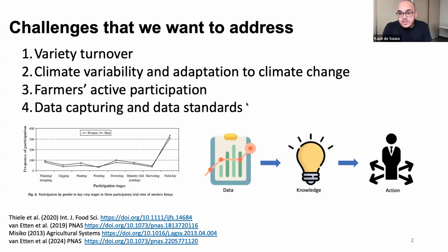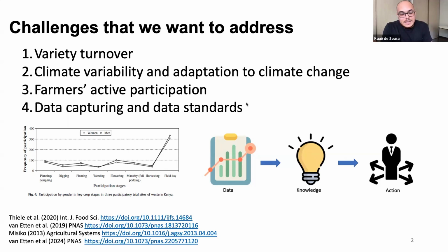The other thing, of course, is climate change and climate variability. Adopting a new variety when you don't know how it performs is also a risk when you think about the climate, because you don't know if the climate that you are facing on your farm will be good for this variety.